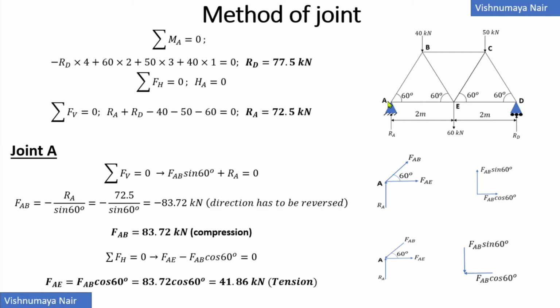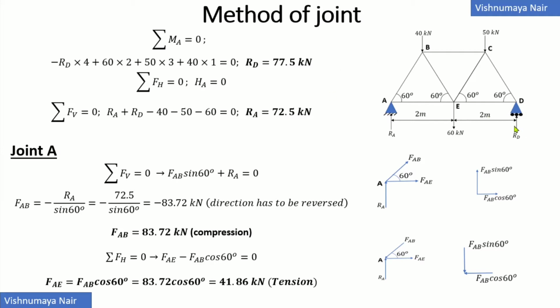So let's first find out the moment about this joint A. Summation MA will be equal to 0. Let all the anti-clockwise moments be negative and clockwise moments be positive. This reaction force RD has a tendency to produce an anti-clockwise moment with respect to this joint A, while these loads 40 kN, 50 kN and 60 kN have tendencies to produce clockwise moments with respect to this joint A. We know that moment is equal to force into perpendicular distance.